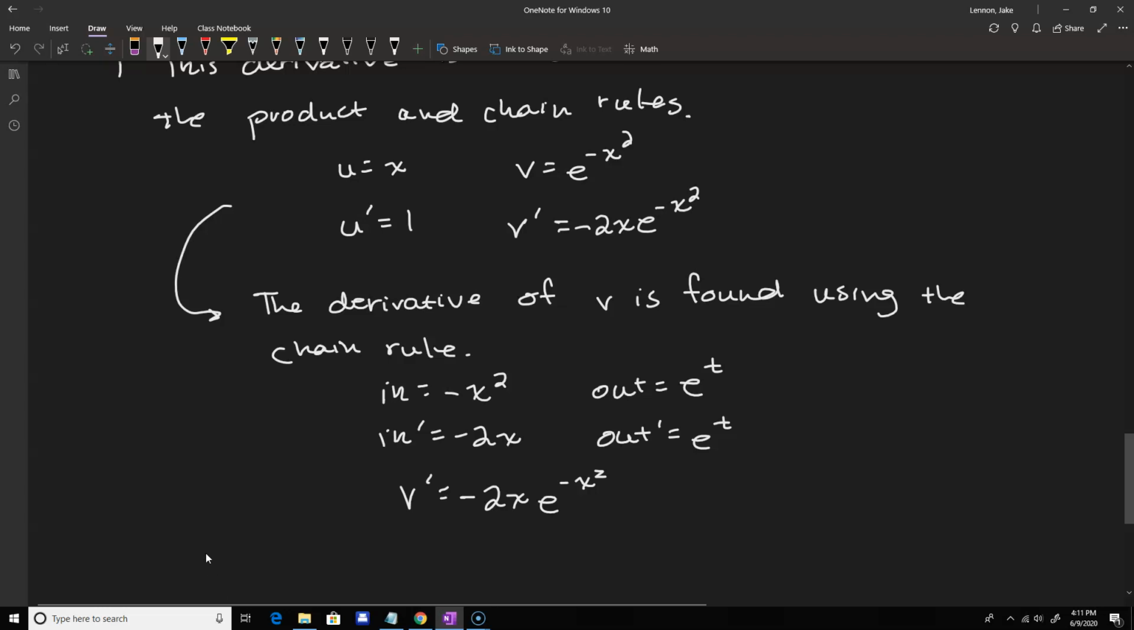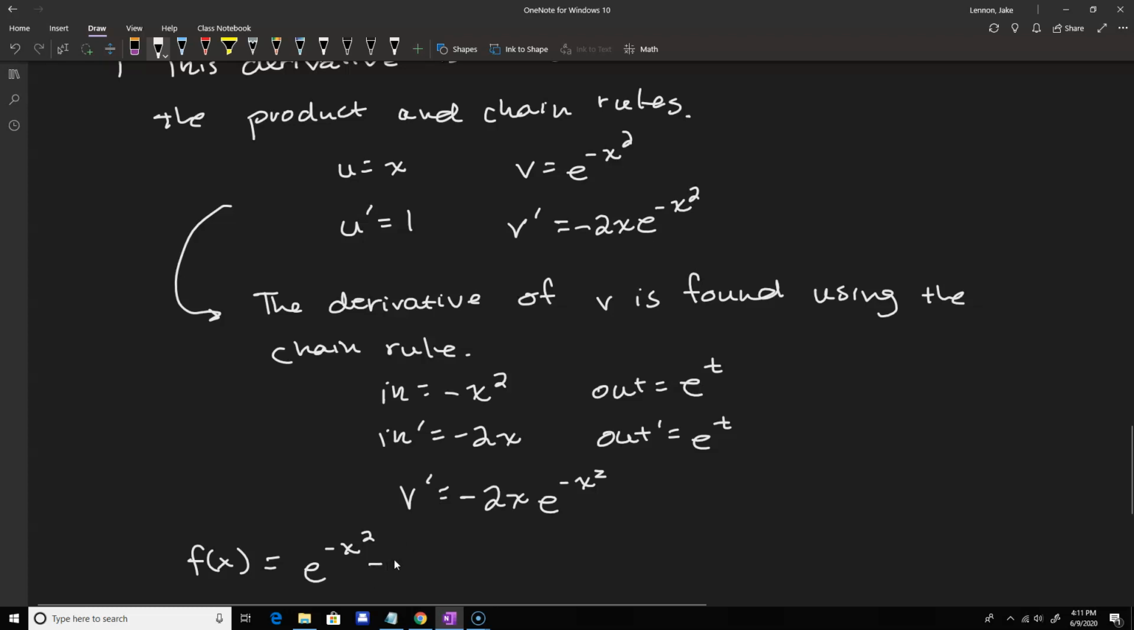So the rest of it is just finishing off that product rule. So we do u prime v plus u v prime. So 1 times e to the minus x squared is just e to the minus x squared. And then we have plus x times v, u times v prime. So we have x times minus 2x e to the minus x squared.